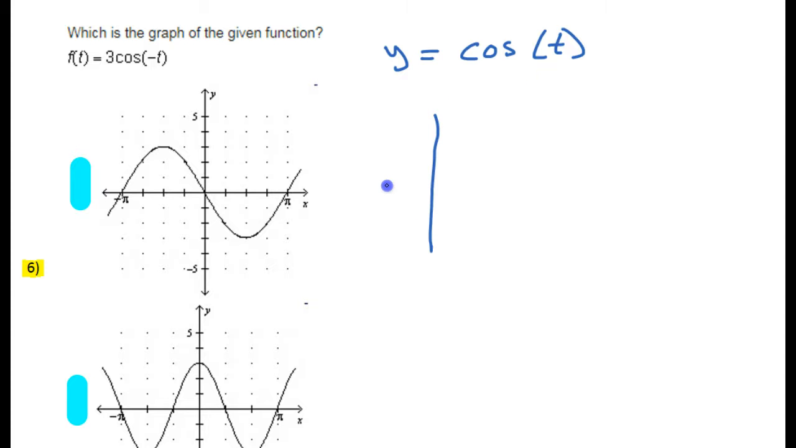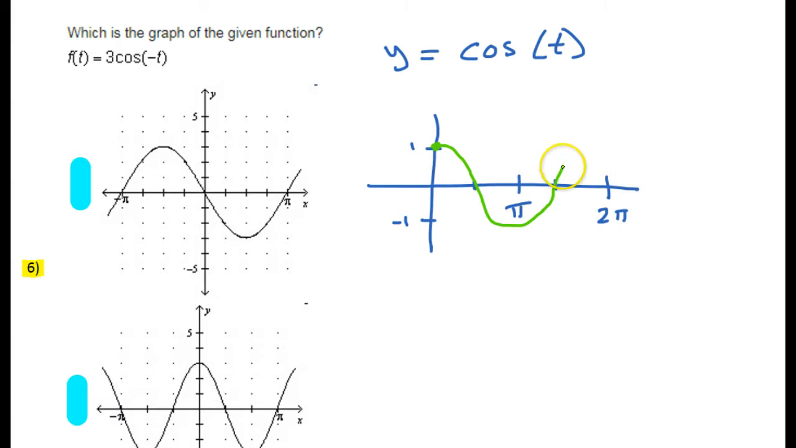Alright, the cosine function looks like this. Okay, if this is 1, and this would be negative 1, and this is pi, and this is 2 pi. Cosine begins at its highest value, and then it falls to its lowest value, and then it ends back at its highest value again. Now, if I put a negative sign inside the function right here, that is a reflection over the y-axis.